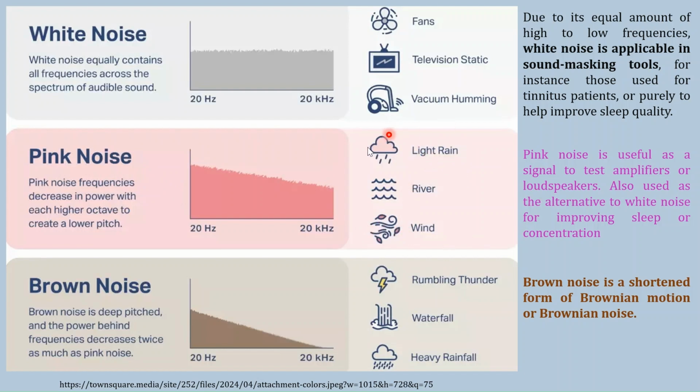Now this pink noise is useful as a signal to test the amplifiers or the loudspeakers, and also it is used as the alternative to the white noise for improving the sleep or the concentration. Now coming to the brown noise, it is deep pitched and the power behind the frequencies decreases twice in comparison to the pink noise.